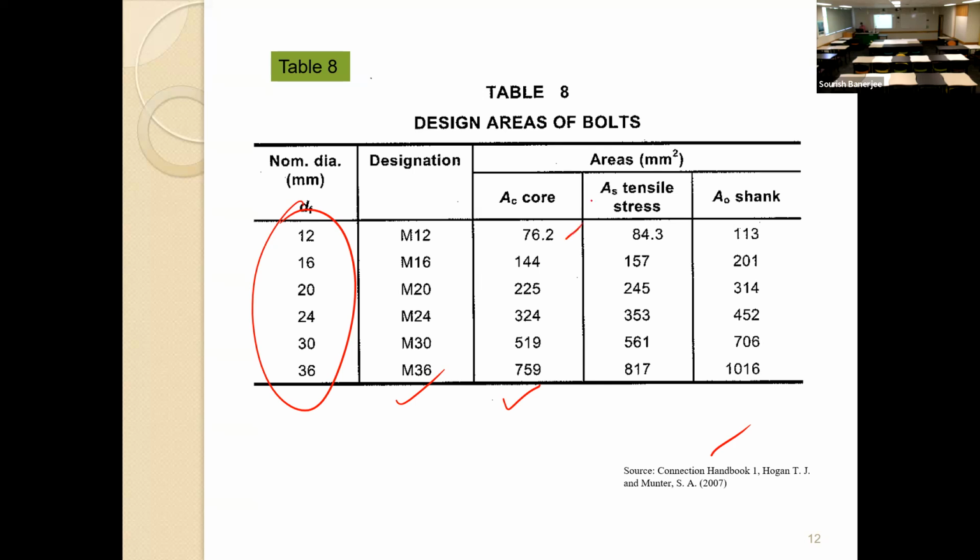Suppose when you have the thread, that means the shear plane is intercepting the thread. You can see there's a reduction in the cross-sectional area. But on the other hand, if it is intercepted by the bolt where there is no thread, that means without the thread, you can see the shank area is much higher. So you can see why there will also be a difference in the strength. That's why it is important to distinguish and count them correctly and then estimate the capacity. So this is for the core where we have the thread, and this is the shank where you don't have any thread, and this is for the tensile stress.